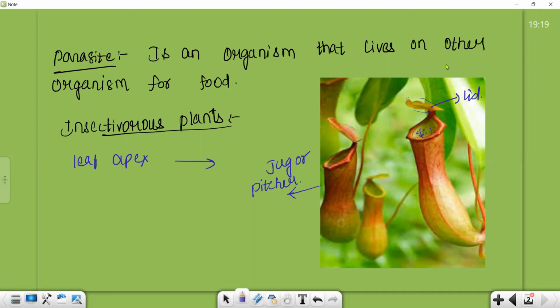So it is an insect eating plant, called an insectivorous plant. It has digestive enzymes which can digest the insects. There is a lid-like structure; whenever the insect enters the pitcher, the lid closes and the insect is trapped, digested by the digestive juices, and the nutrients are absorbed. Why do these plants have such modified structures? These plants generally do not get all the required nutrients from the soil in which they grow. Due to this, they perform this phenomenon.